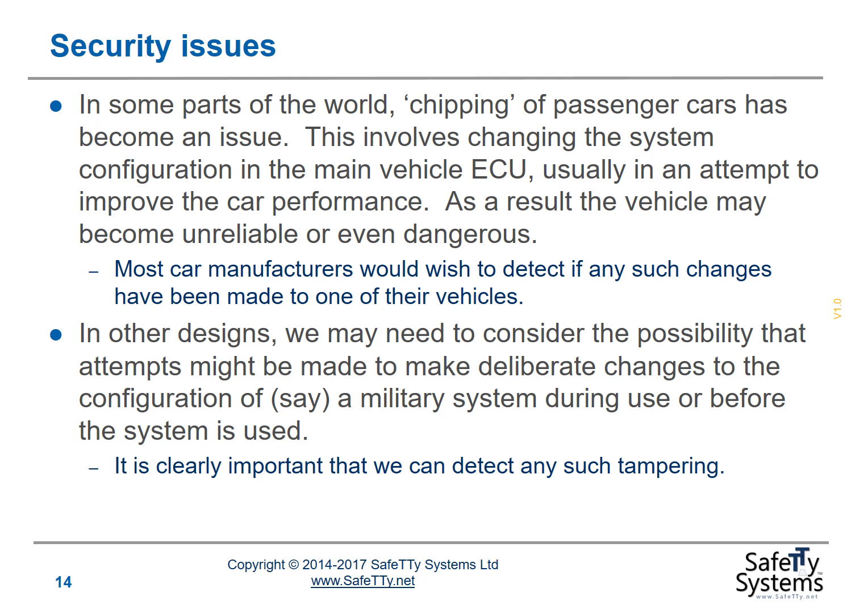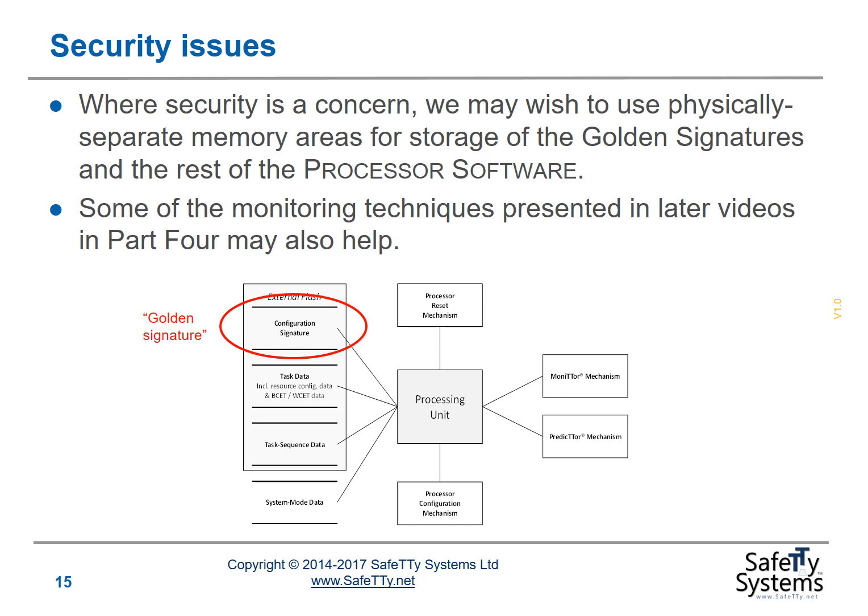In other designs, we may need to consider the possibility that attempts might be made to make deliberate changes to the configuration of, say, a military system during or before the system use. It's clearly important that we can detect any such tampering. Where security is a concern, we may wish to use physically separate memory areas for storage of the golden signatures and the rest of the processor software. Some of the monitoring techniques presented in later videos in Part 4 may also help.